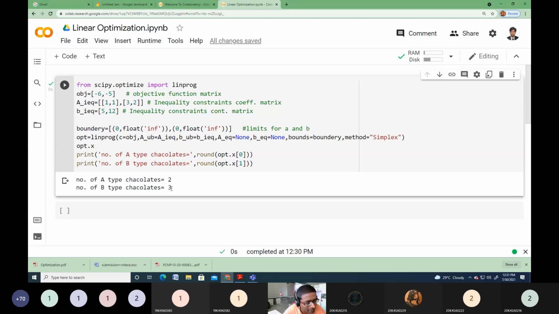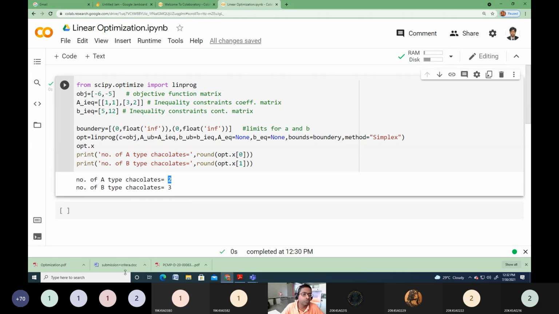So what will the maximum profit be? Maybe 27, I think so. For one unit of A-type chocolate, he will get 6 rupees profit. For 2 units, 2 into 6, 12. For one unit of B-type chocolate, he will get 5 rupees profit. For 3 chocolates, 3 into 5, 15. So 15 plus 12, 27. He will get 27 rupees profit.